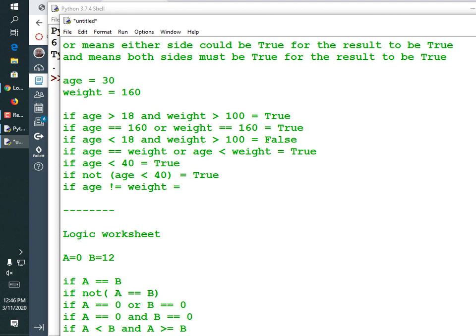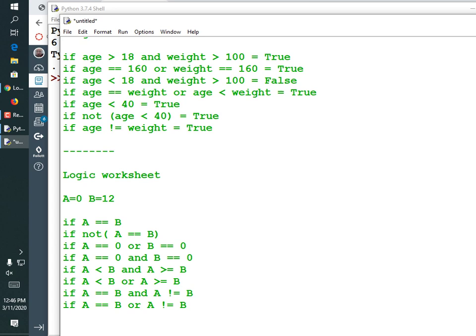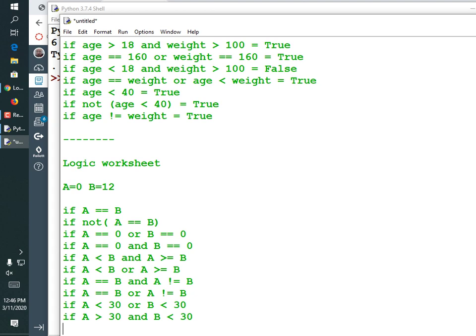One, two, three, four, five, six, seven, eight. We need 10 of them. If A is less than 30, or B is less than 30, if A is greater than 30 and B is less than 30, I think that's enough. That's 10 of them.